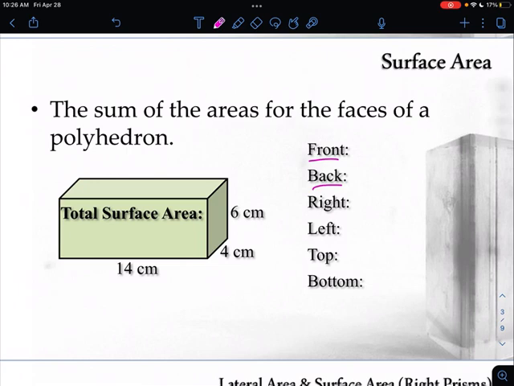I've got the front face. That's this rectangle right in front here. I can calculate its area. Since it's a rectangle, that means base times height. So base 14 centimeters, height 6 centimeters. I calculate that and get 84 square centimeters. The back side would be directly across from it. They're going to be identical in shape and size, so I'm going to get the same exact area for the back side: 84 square centimeters.